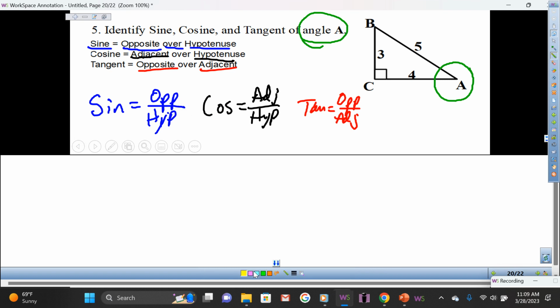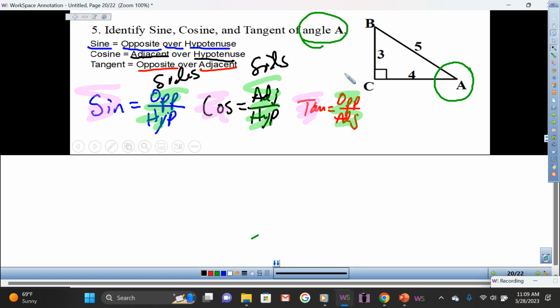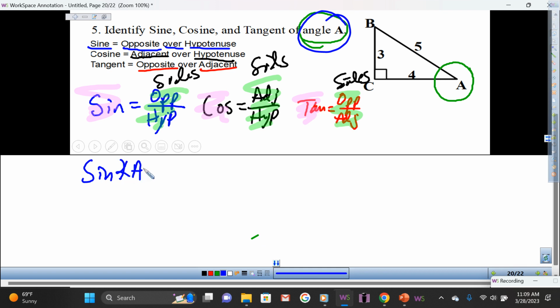It has a left side, which refers to the angle, and it has a right side that refers to the sides of the triangle. The left side is the what? The angle. The right side is the what? Sides. Okay. Start with sine. So they want us to reference angle A. So I'm going to write sine angle A. Write that down, please. Here we go.